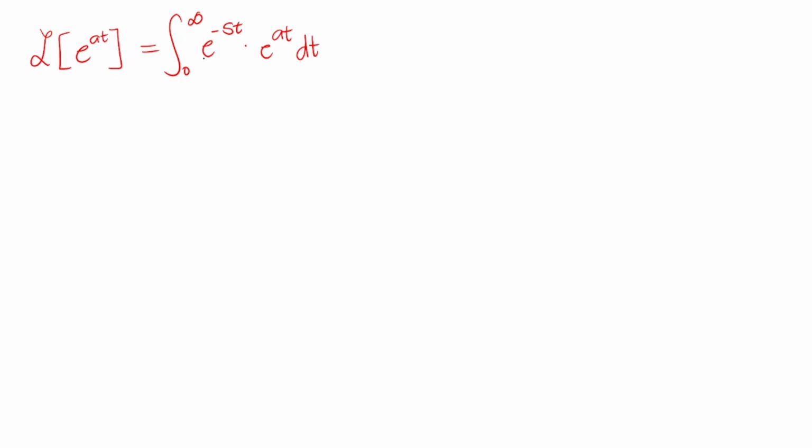So, let's proceed. Since these have the same base e, we can rewrite this as the integral from 0 to infinity of e raised to, unahin natin yung positive, at minus st dt. Then, from here, we can factor out the variable t. So, from 0 to infinity, e raised to, factoring out the variable t, we will have a minus s t dt. And from here, we have a simple definite integral, and let's evaluate this definite integral.